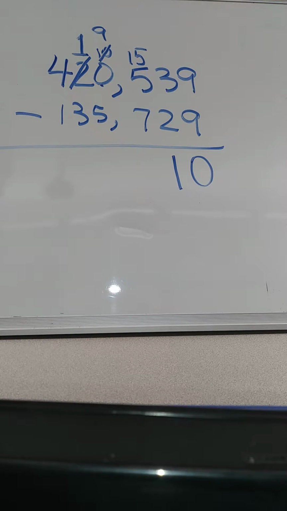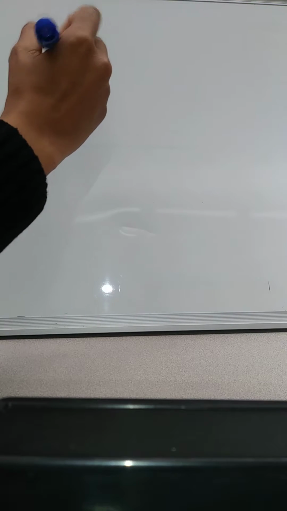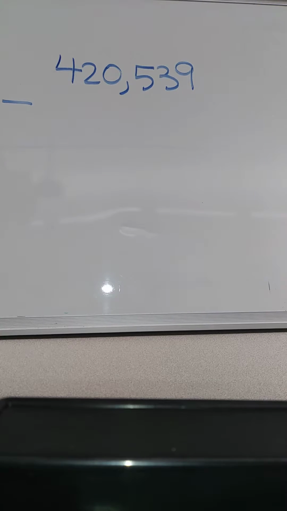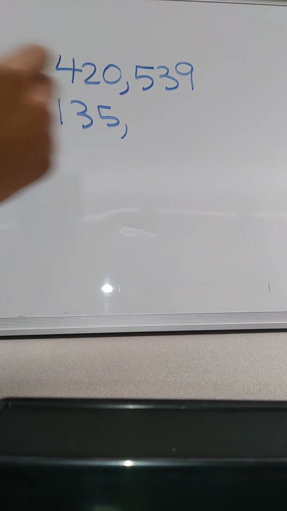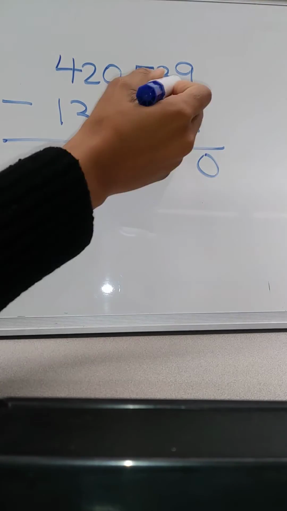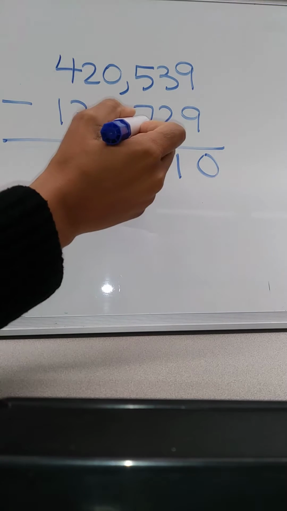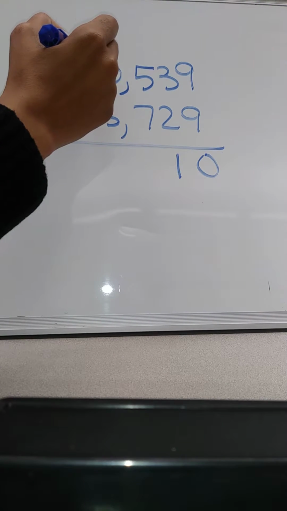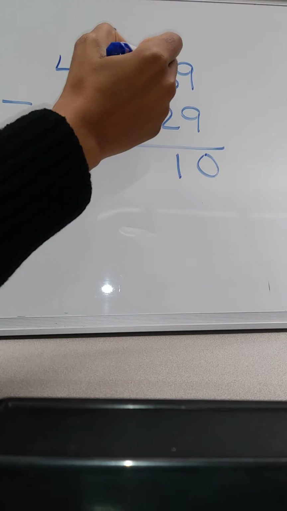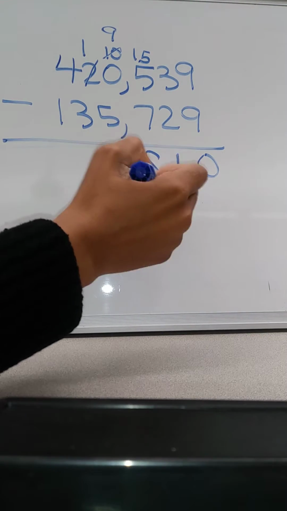So let's just look at that one more time. We have 420,539 minus 135,729. 9 minus 9 is 0. 3 minus 2 is 1. 5 minus 7. Oh, can't do it. Borrow from the 2. Make it a 1. This becomes 10, but you've got to borrow from that 10 to make it 9 so that you can make this 15. 15 minus 7 is 8.